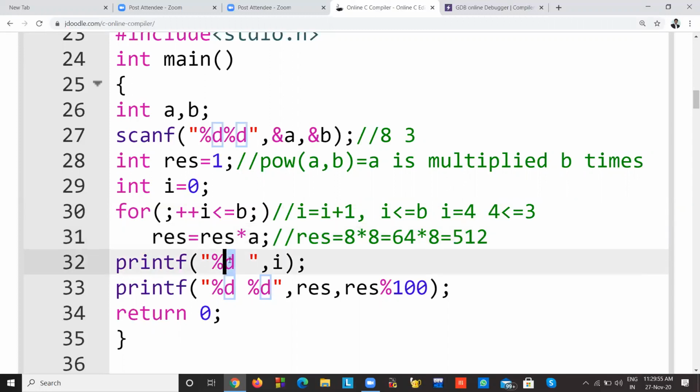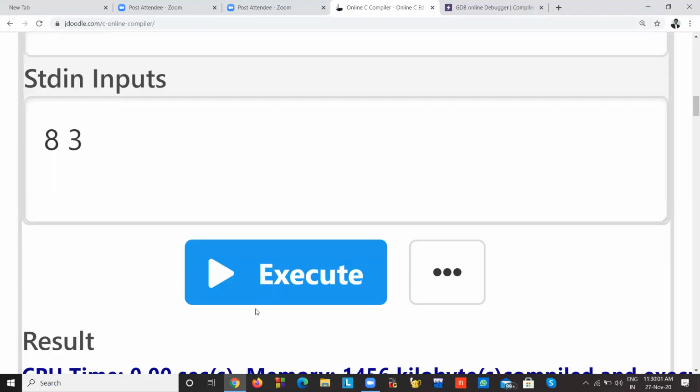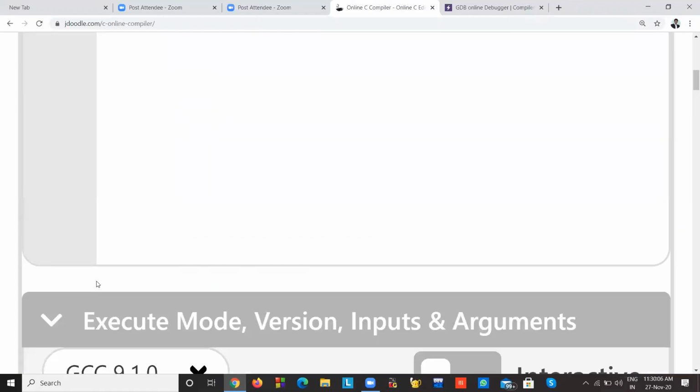Okay, now the question is, we need to play with the digits of a given number. You know how to calculate the reverse, right?